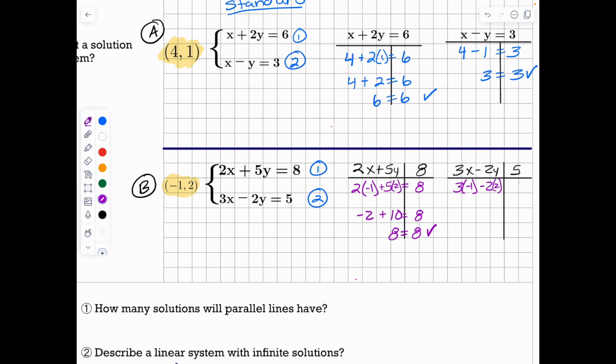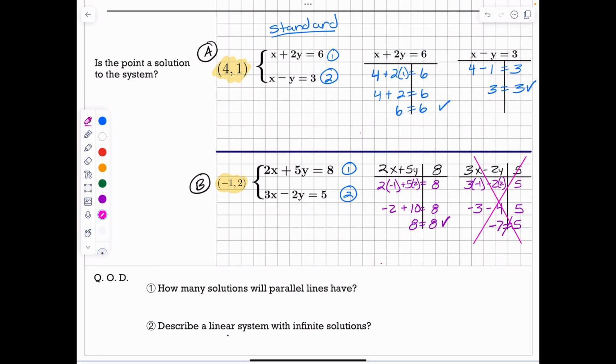Next one, I'm plugging in same point. 3 times negative 1 is negative 3, minus 2 times 2. Does that equal 5? I end up with negative 3 minus 4. Negative 7 does not equal 5. So that point, negative 1, 2, it is not a solution for the second line. Now, these 2 lines, they probably come together somewhere. They probably do cross each other somewhere. There is a solution somewhere, maybe, but it's not at negative 1, 2. So we'll take a look on Desmos here and find out.